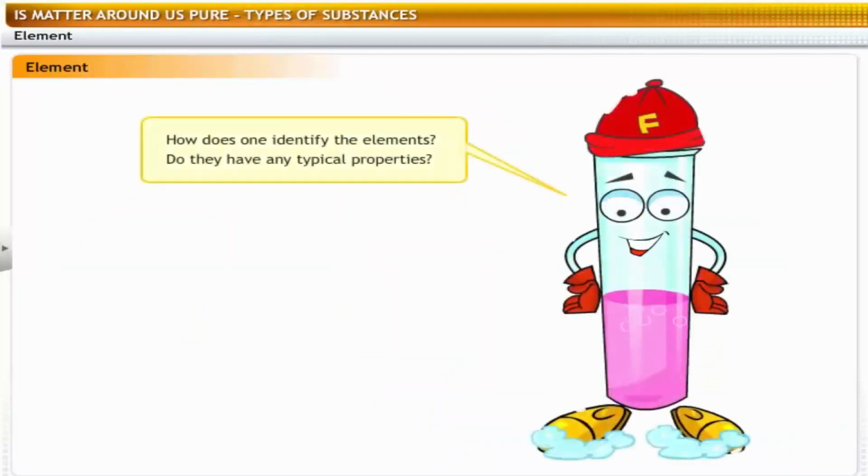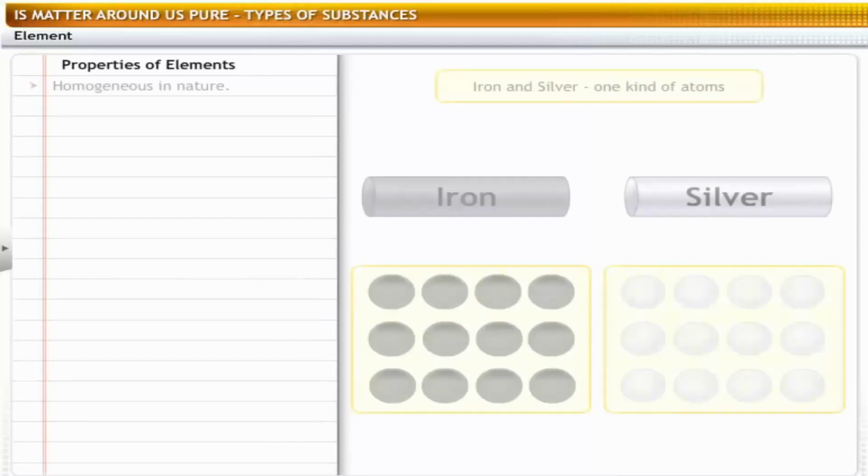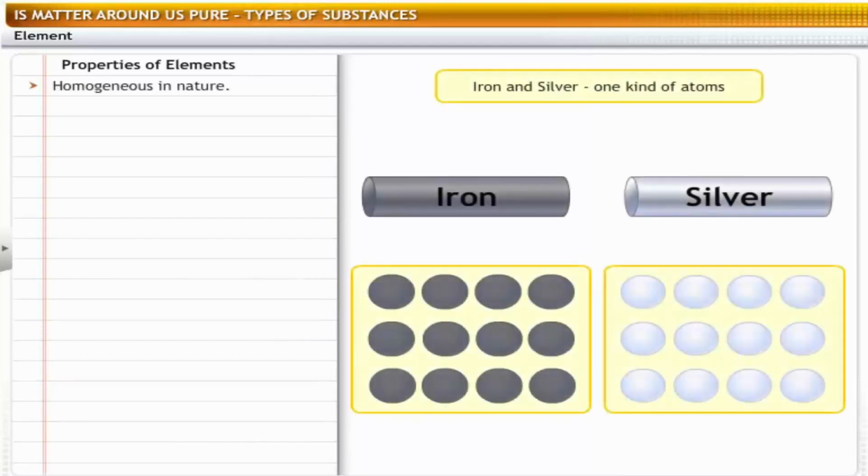How does one identify the elements? Do they have any typical properties? Yes, they do have typical properties. Let's look at some of the characteristics of elements.